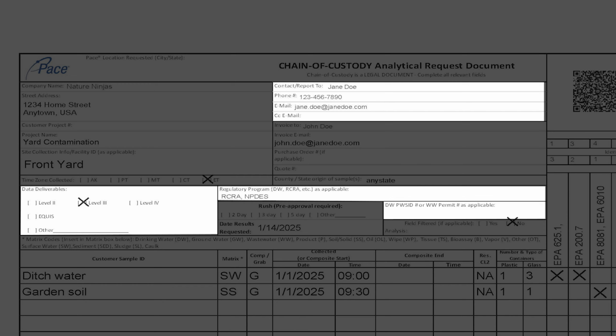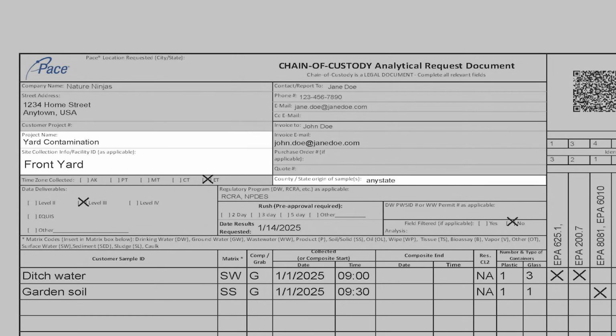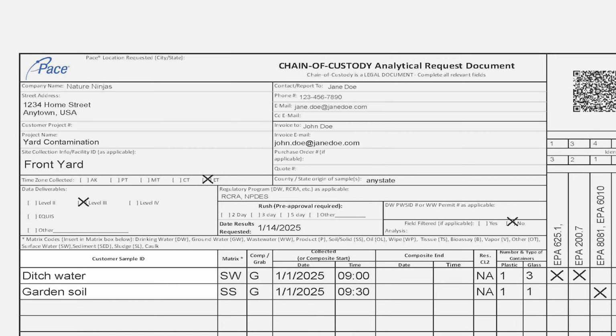If the samples are for drinking water compliance, please note that clearly and include a potable water system ID if applicable. Clear reporting instructions ensure that the analysis results are delivered in the required format and properly to the appropriate party. The location where the sample was collected must be reported, as well as the state of origin. This helps establish the environmental context and relevance of the sample, which can be crucial for compliance purposes.